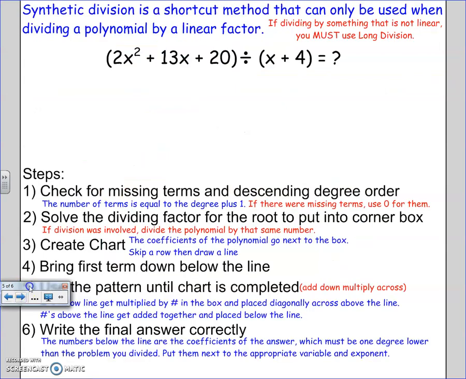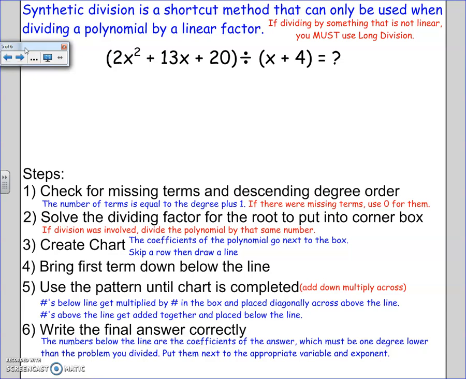All right, the other method is called synthetic division, and that's a shortcut method that can only be used when we're dividing a polynomial by a linear factor. If you divide by anything else, if you divide by a quadratic or cubic, then you must use long division. Now, if it's linear, we need a shortcut method. There are 6 steps, but get used to them really fast.